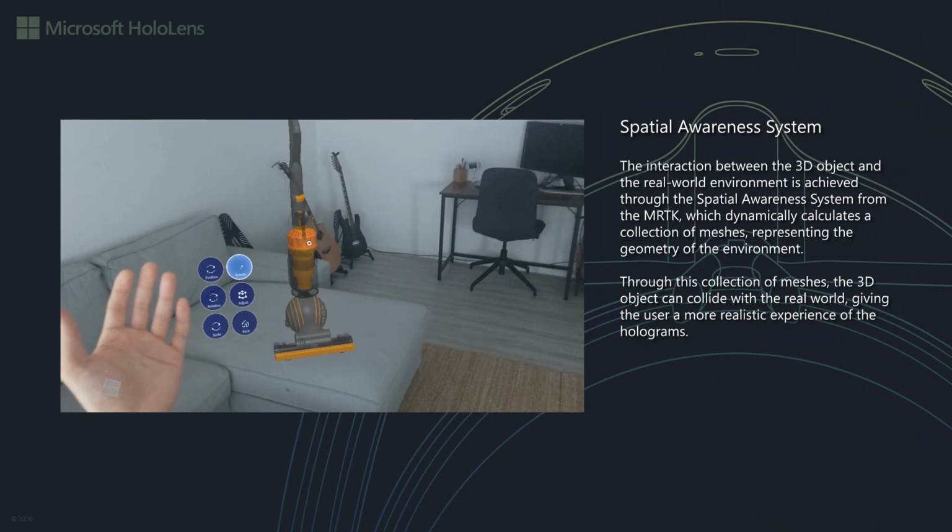Spatial Awareness System. The interaction between the 3D object and the real-world environment is achieved through the Spatial Awareness System from the MRTK, which dynamically calculates a collection of meshes representing the geometry of the environment. Through this collection of meshes, the 3D object can collide with the real world, giving the user a more realistic experience of the holograms.